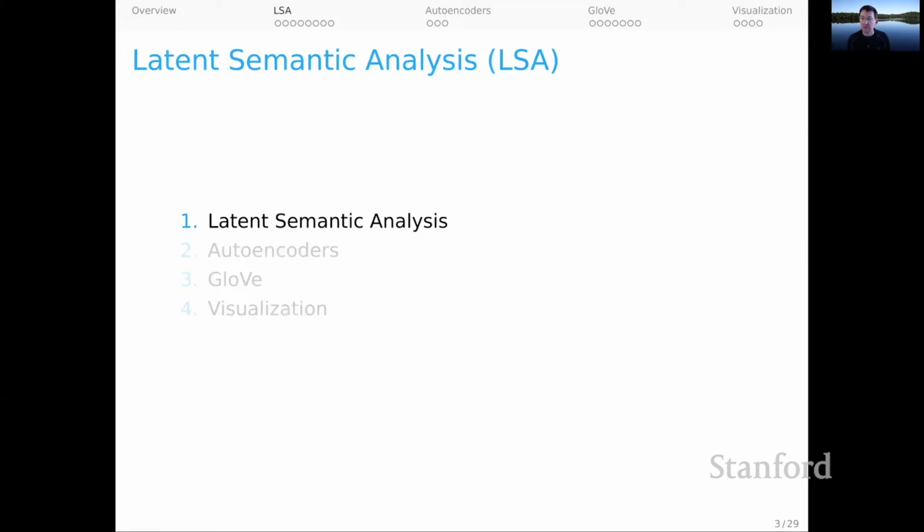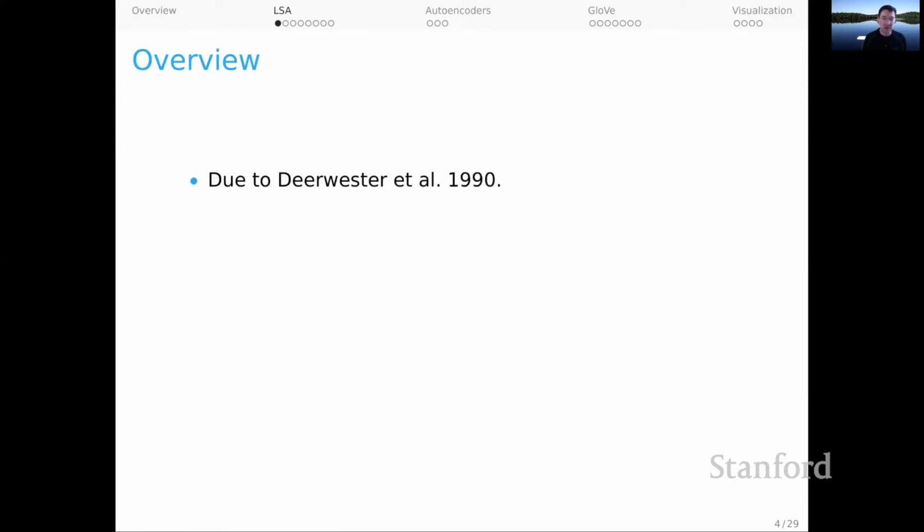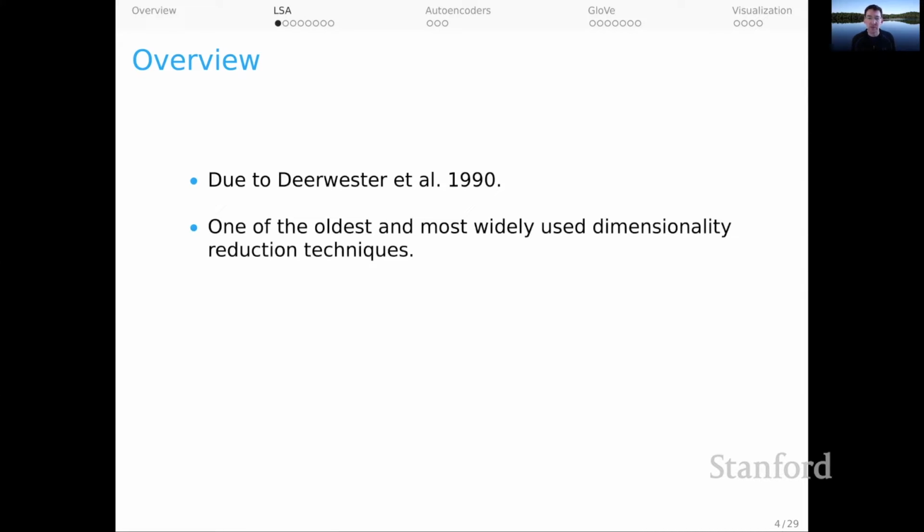So let's begin with latent semantic analysis, a classic method. The paper is due to Deerwester et al. 1990. That's a classic paper that really made a splash. LSA is now one of the oldest, most widely used dimensionality reduction techniques, not only in scientific research, but also in industry. I think it was really eye-opening for people at the time of the paper's appearance to see just how powerful this technique could be, especially in contexts involving information retrieval.